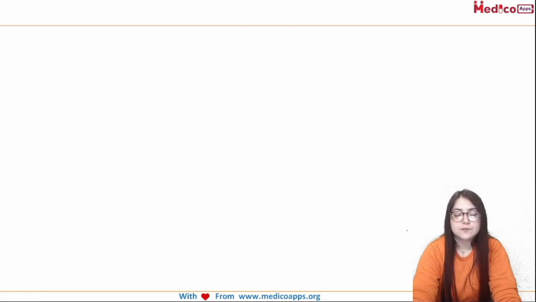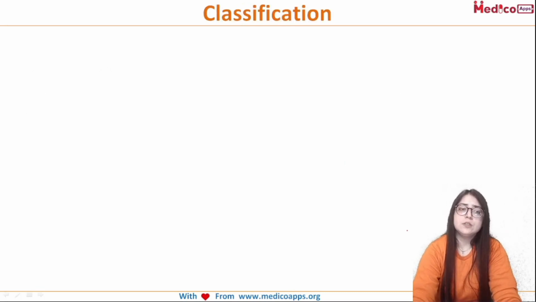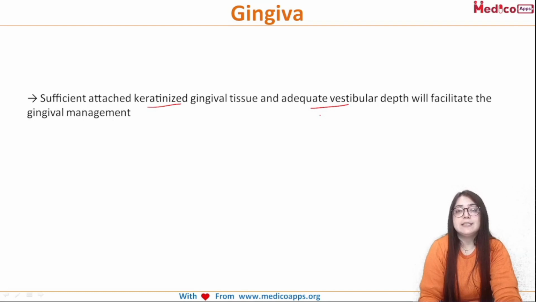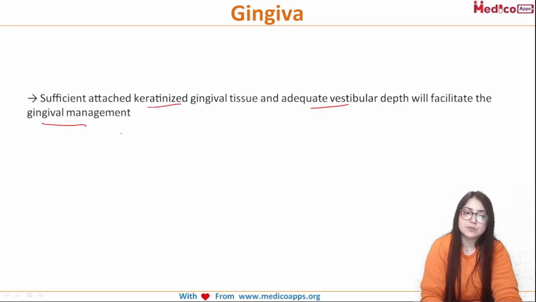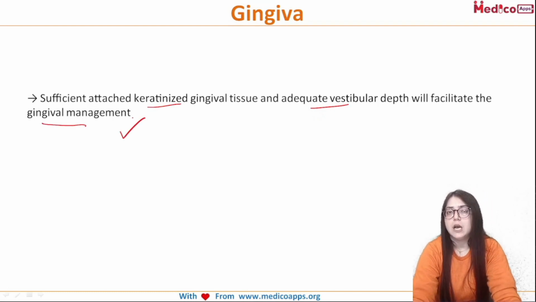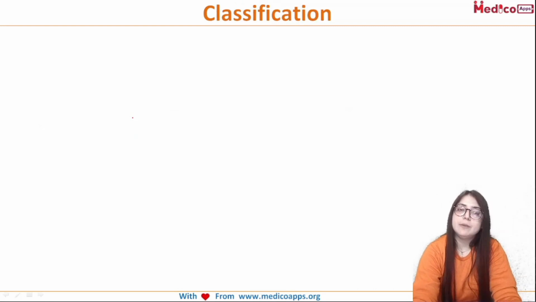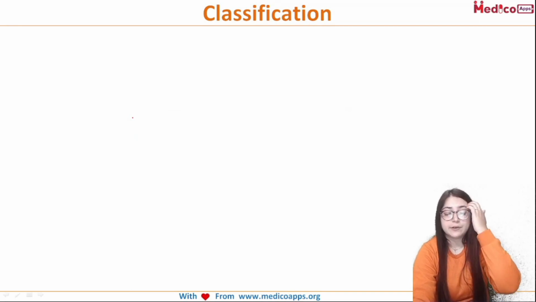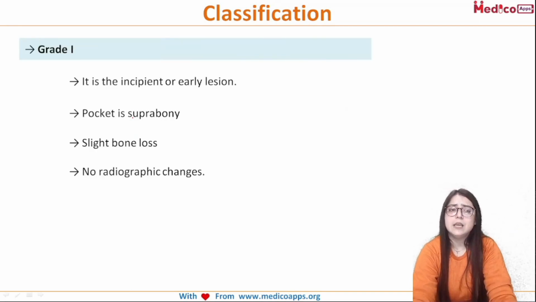Then coming on to the next factor, that is gingiva. Sufficient attached keratinized gingival tissue and adequate vestibular depth will facilitate the gingival management. So again, this is an important factor for furcation involvement. Then coming on to the next thing, that is classification. There are numerous classifications for furcation involvement. Let's see all these things.